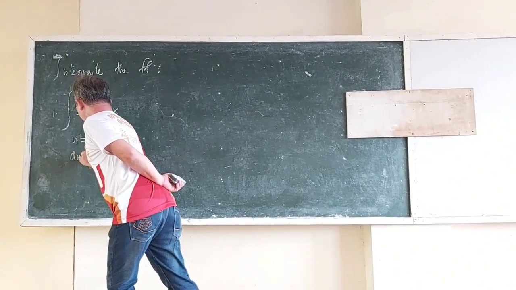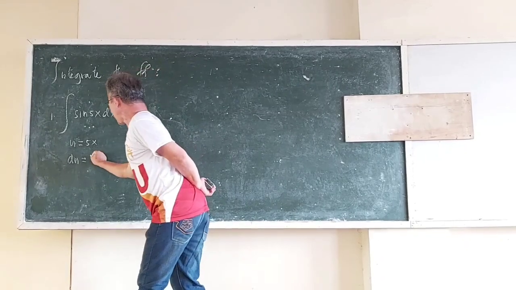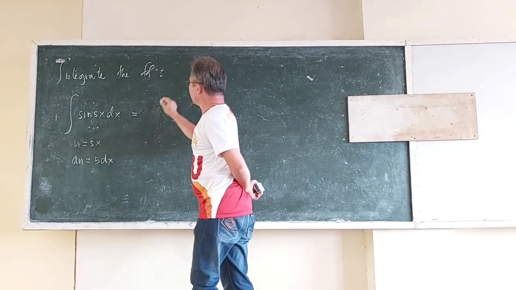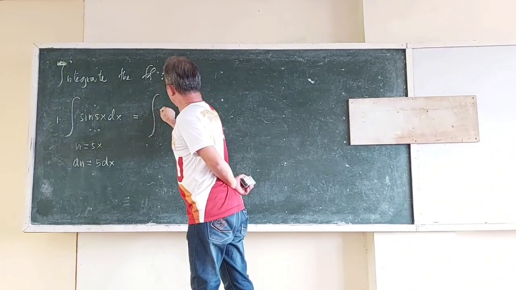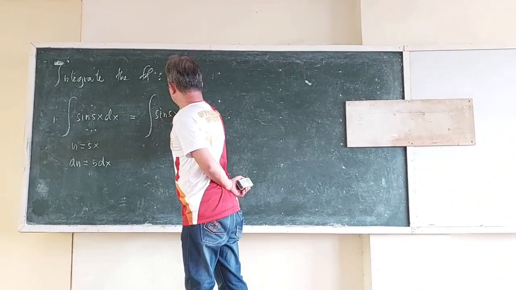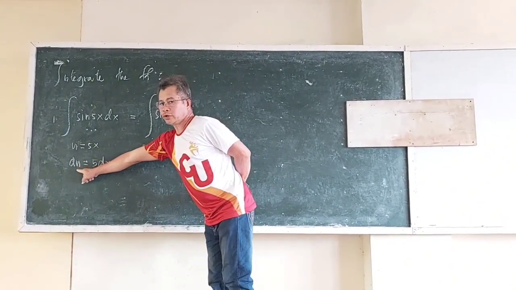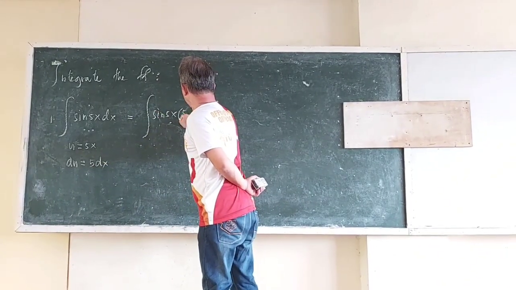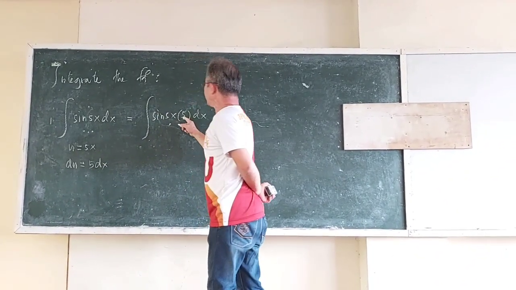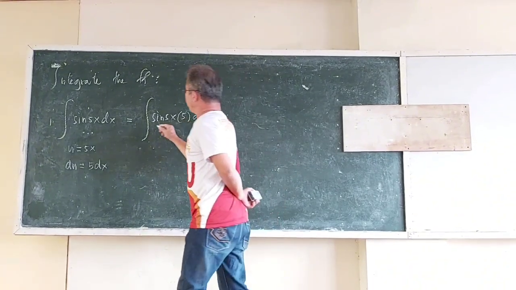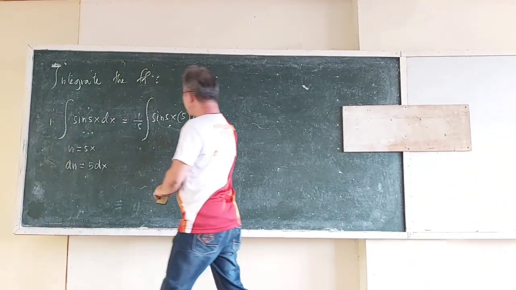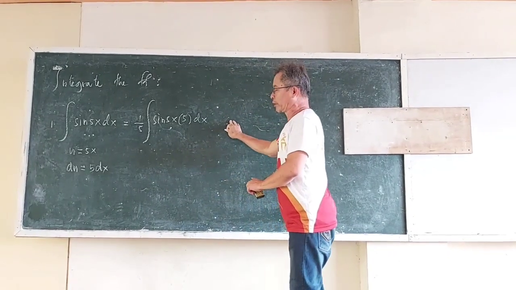Then you differentiate. The derivative of 5x is 5 dx. So you will write integral sine 5x. You will notice that your du portion has a 5. So you will be writing here 5 dx, and since you have written 5, you just write here 1 over 5, so that it will conform or agree.